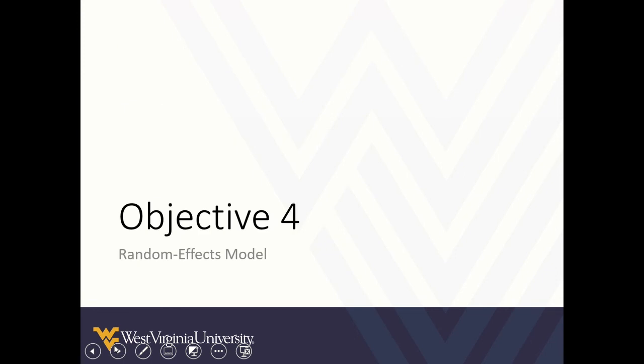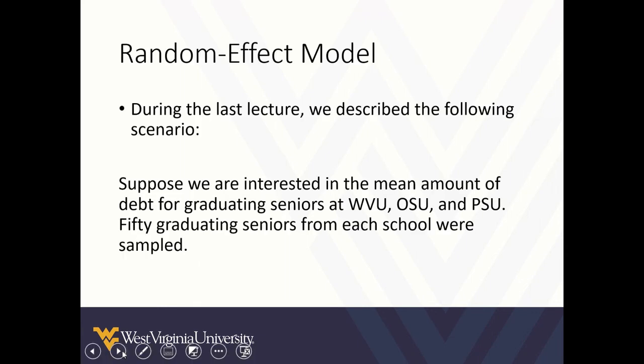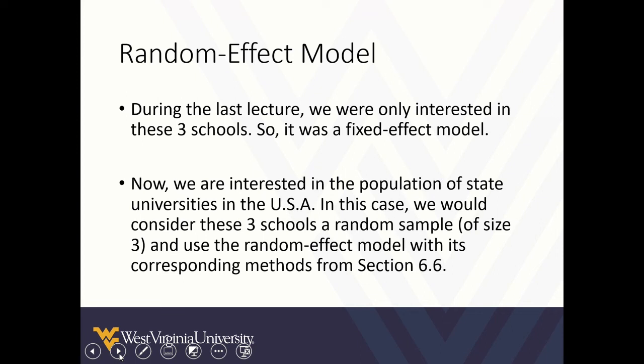And so this brings us to our fourth objective, which is to talk about the random effects model. And so what is the random effects model? Well, during our previous lecture, we described this scenario where we were interested in the mean amount of debt for graduating seniors at WVU, OSU, and PSU, and 50 graduating seniors from each school were sampled. And so in our last lecture, we were really only interested in those 3 schools. And so we used a fixed effects model.